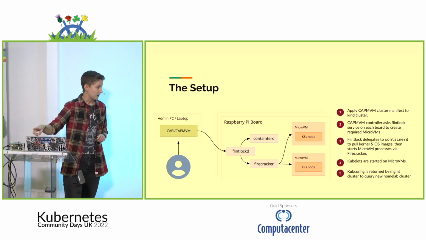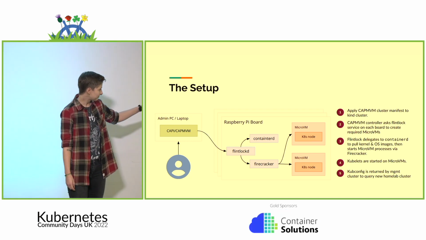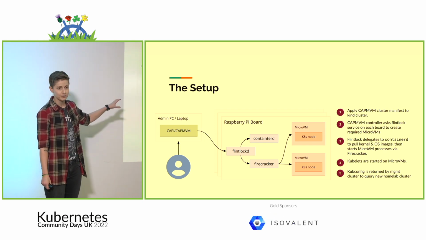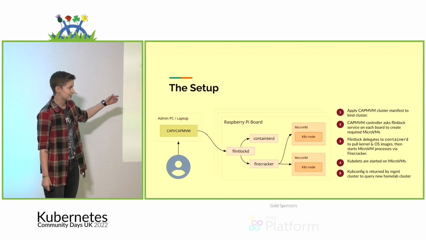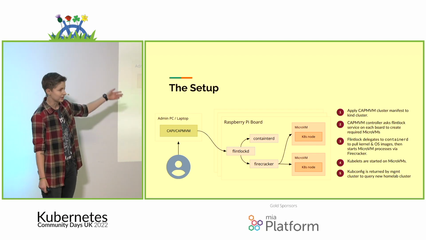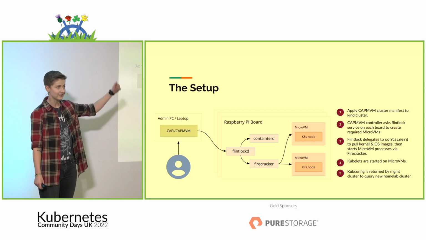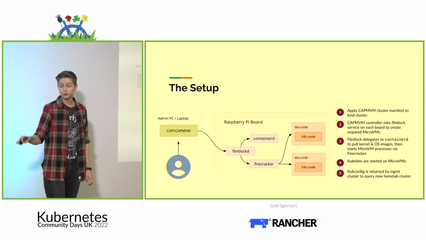So on those Raspberry Pis, we have Flintlock-D, Containerd, and Firecracker, and when we're spinning up the nodes for our workload cluster, CapMVM will reach out to Flintlock-D on those boards and say, hey, give me some MicroVMs, give me some Kubernetes nodes.